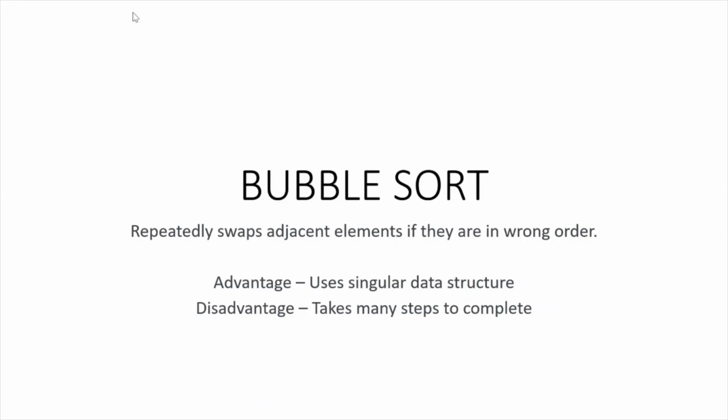The advantage of the bubble sort is that it uses a singular data structure, and the disadvantage is that it takes many steps to complete. In the worst case scenario, if you have 4 items of data, it'll take 16 steps to complete, so 4 squared. There's a way to measure this, which is called big O notation, and I'll make a whole separate video about that.